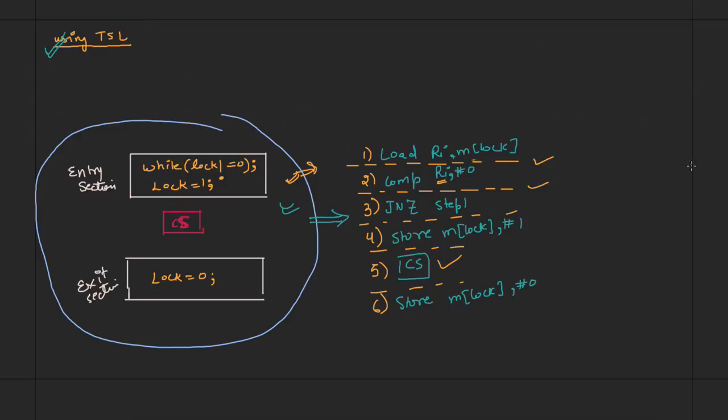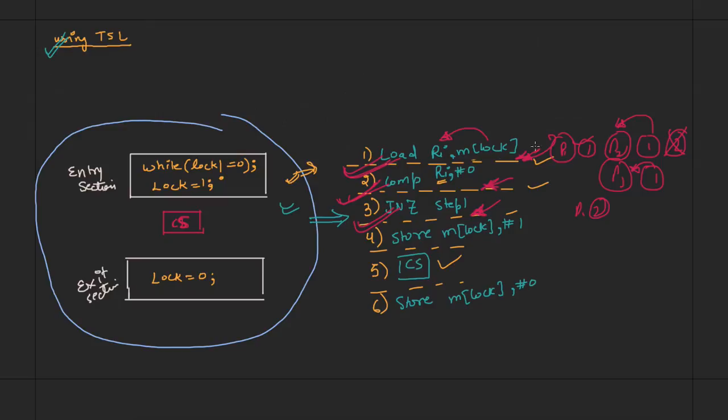Now, what if we have a preemption here? For example, process P1 came and executes line number 1. If there's a preemption here and then process P2 comes, P2 also executes line number 1. Then before it executes line number 2, there's a preemption here. P3 also executes line number 1. And now if P1 executes line number 2, P1 already knows that the value of lock is 0. P2 already knows the value of lock is 0. P3 already knows the value is 0. So if we have a preemption here, there's still a problem.